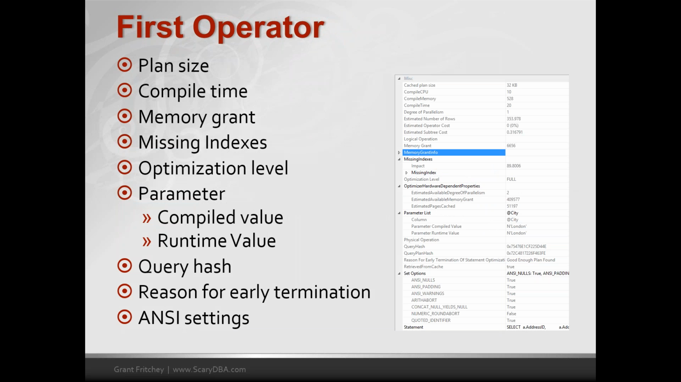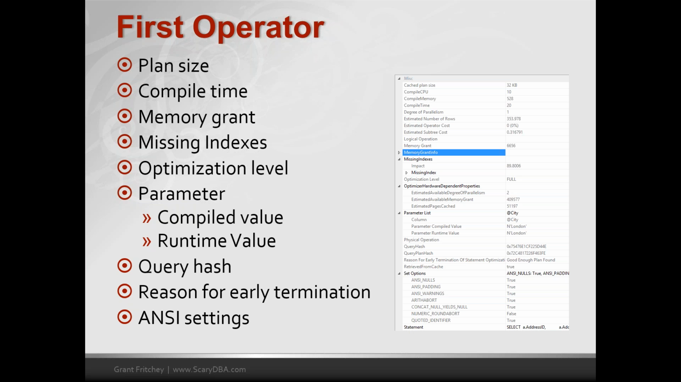Let me tell you why, because there's some fascinating information in this. The first operator has a whole bunch of properties. Now, if you just look at the tooltip, well, we'll talk about tooltips in a minute, but the properties in the first operator are important. Some of the things that are there: plan size, how big is this plan? How much memory is it consuming? Now, if you're having performance issues, memory could be an issue.